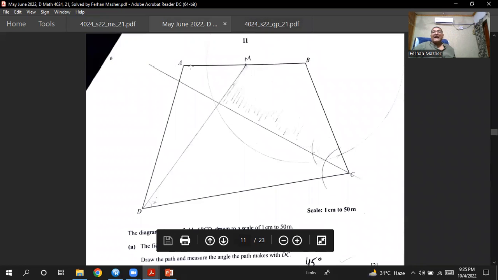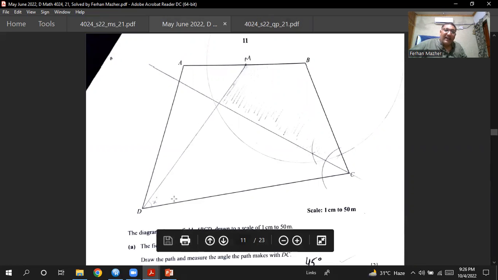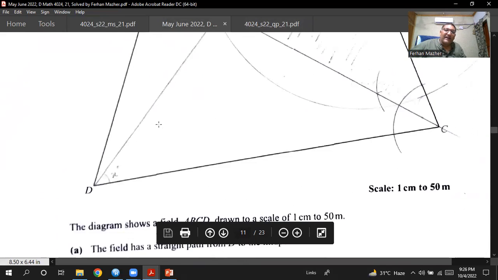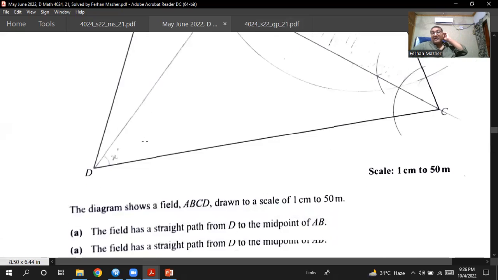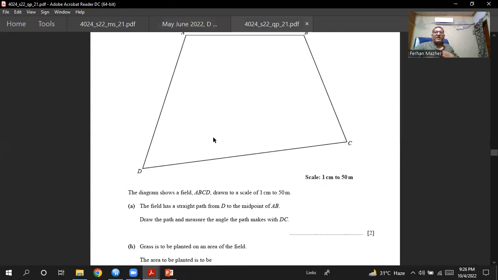So you can see with the help of the scale, I have found the midpoint here. And let me call it M. Then I will join this M with the D. And then I will measure this angle. So you can see this angle between this line DM and the DC line. I put my protractor here. The cross here will be here. The 0 will be here. From here, I will count how much is the angle up to this line. So that angle will be 45 degrees. So I hope you understand this A part, very simple, straightforward question.